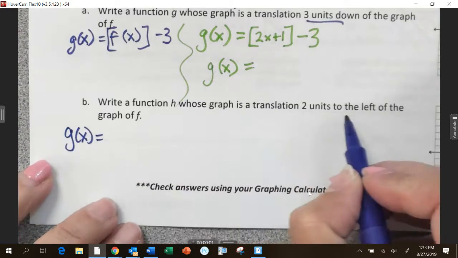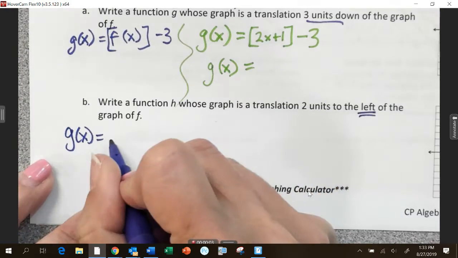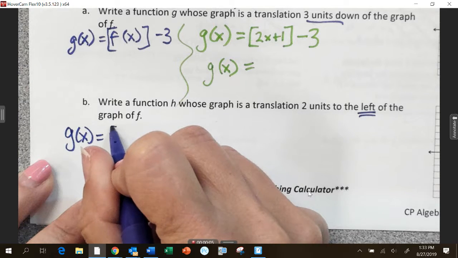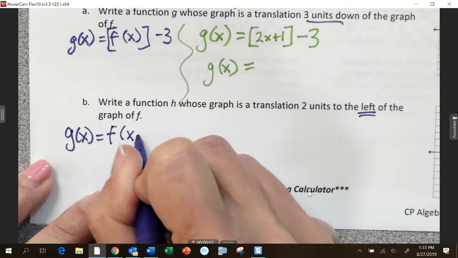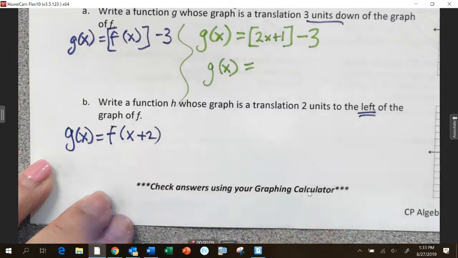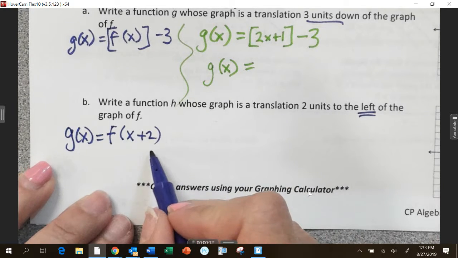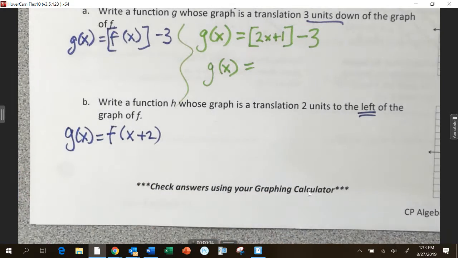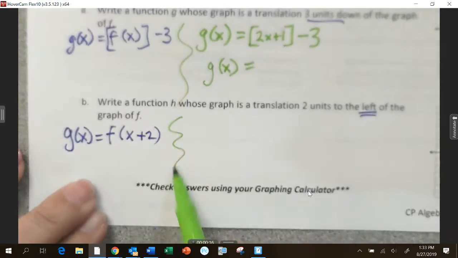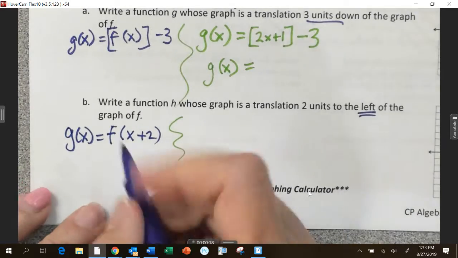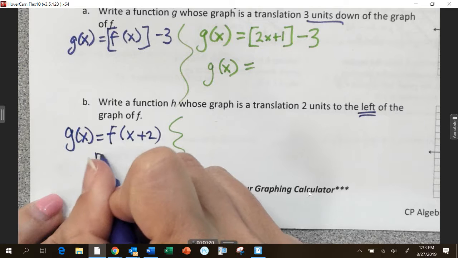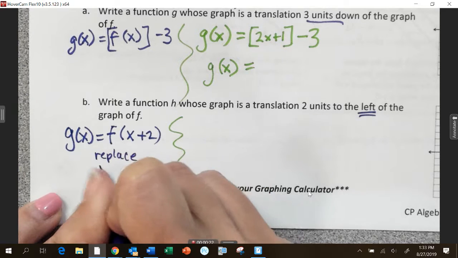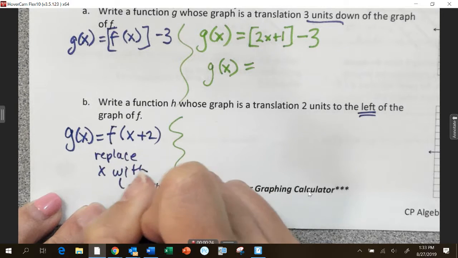So for this one, because it is left, it goes on the inside, we do f of x plus 2. Because it's left, we go opposite. We do plus 2. Then I have my little squiggly. And remember, when you have it in this notation, this means replace x with parenthesis x plus 2.